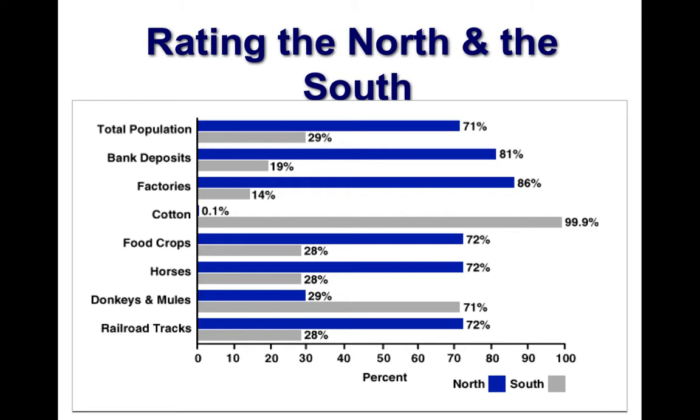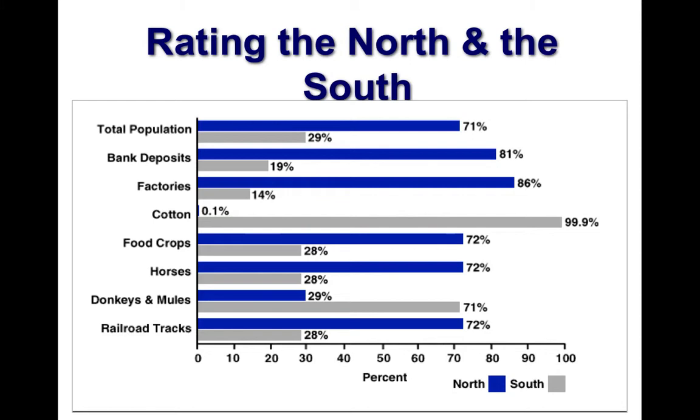As far as population is concerned, the North outnumbers the South by a large margin. The North has more money in the banks than the South. The North has way more factories than the South, which we just discussed. Cotton, most of the cotton is grown in the South, if not just about all. Food, the North has most of the food.